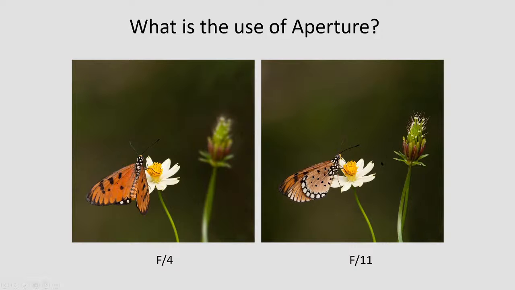So if you want both the foreground as well as the background in focus, you'll be doing it using aperture priority and keeping an aperture which is small. Small in the sense, f11 is a small aperture, f4 is a large aperture. So a large aperture gives you a shallow depth of field, and a small aperture will give you a deep depth of field.